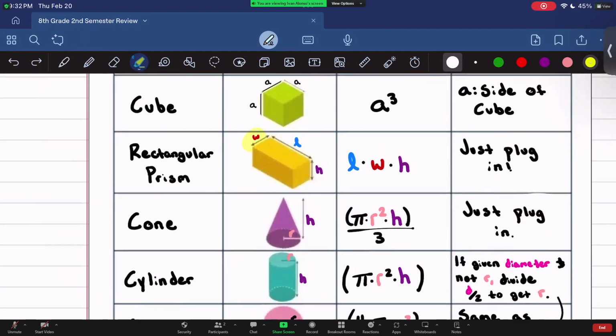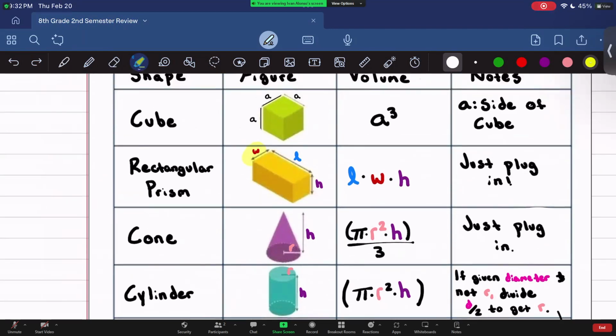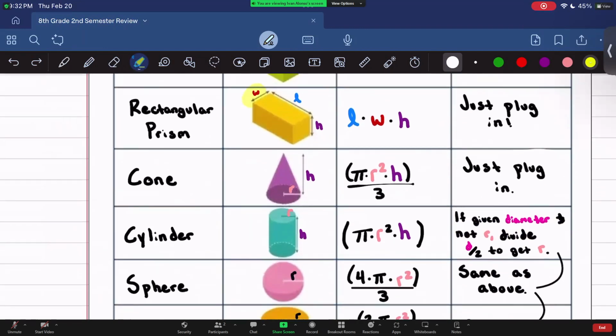The cylinder is just pi times r squared times h. That's it. It's not divided by anything else. All right, pretty simple. And then obviously, if you're given the diameter instead of r, just divide it by 2 to get r. That's all I'm saying here. It's just a little note. And we have a sphere.